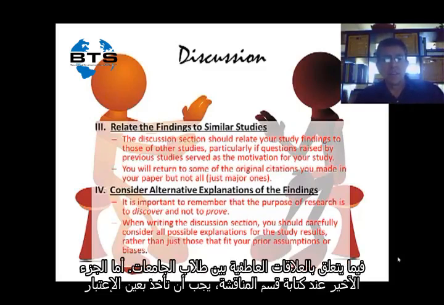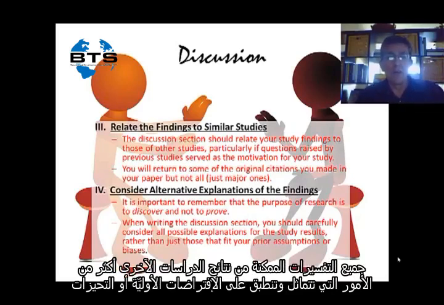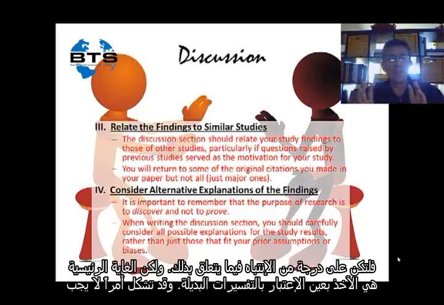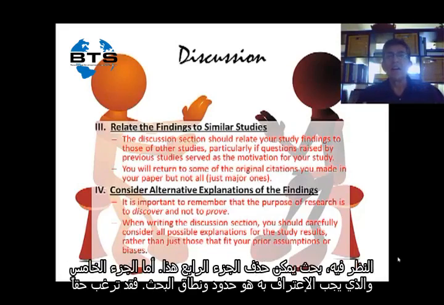The last point is that when writing the discussion section, you should carefully consider all possible explanations of the study results rather than just those that fit the prior assumptions or biases. So you may want to even tie in other things that might exist related to chemistry or online dating components. Be a little bit careful with this, but remember, it says consider alternative explanations. It could be that there really isn't anything to consider, and this part, section 4, may actually be left out.